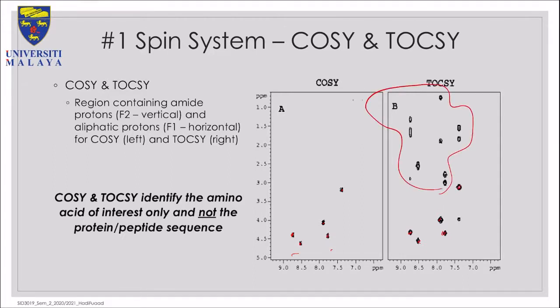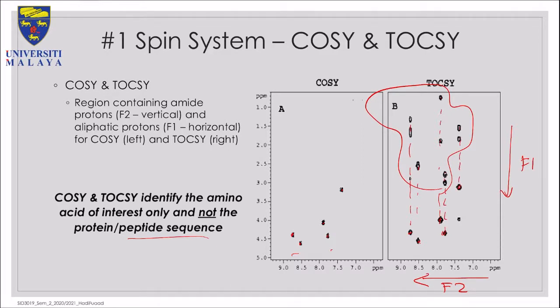The region containing amide protons is F2, the vertical one, and the aliphatic protons are F1, for COSY on the left-hand side and TOCSY on the right-hand side. COSY and TOCSY identify the amino acid of interest only, and not the protein or peptide sequence. This is just to reiterate what I mentioned in the last slide on COSY. You can identify the amino acid, but you do not know that one is one amino acid, that one is another, and that one is another.